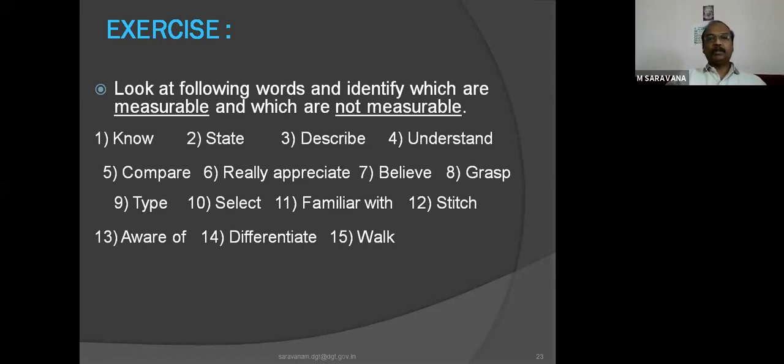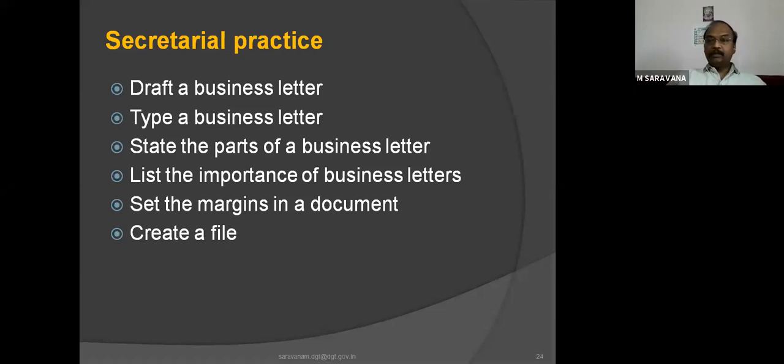Which is measurable, which is not measurable. Again, we'll come back. And I told you some of the action-oriented or measurable terms which are used to write the instructional objectives. These are examples for instructional objectives, and how to write the instructional objectives systematically for classroom instruction. That is our session. So today's session is writing instructional objectives for classroom instruction.